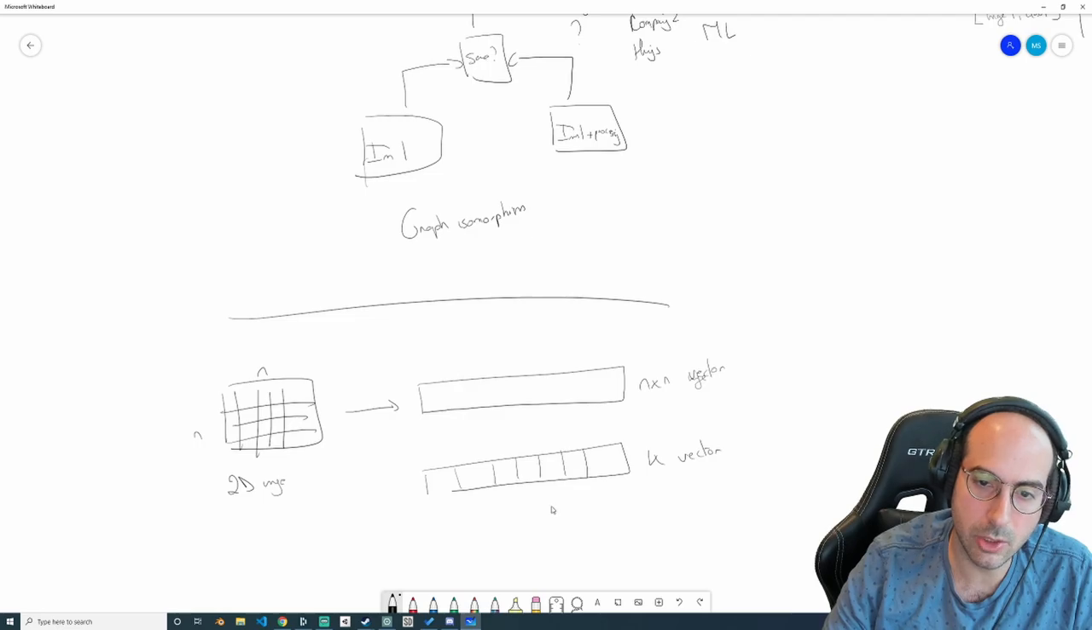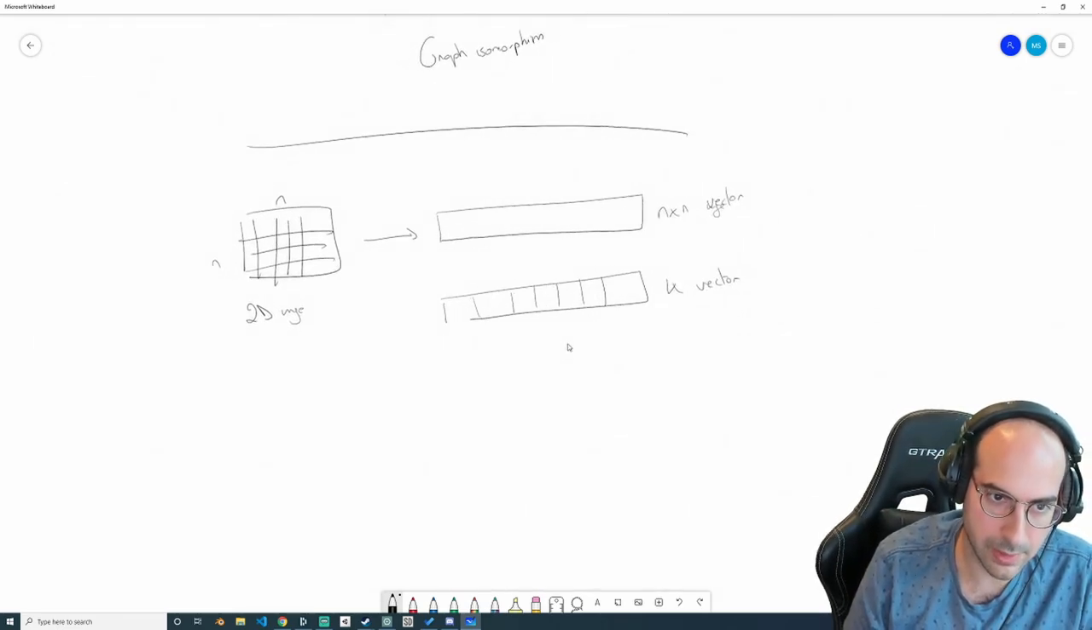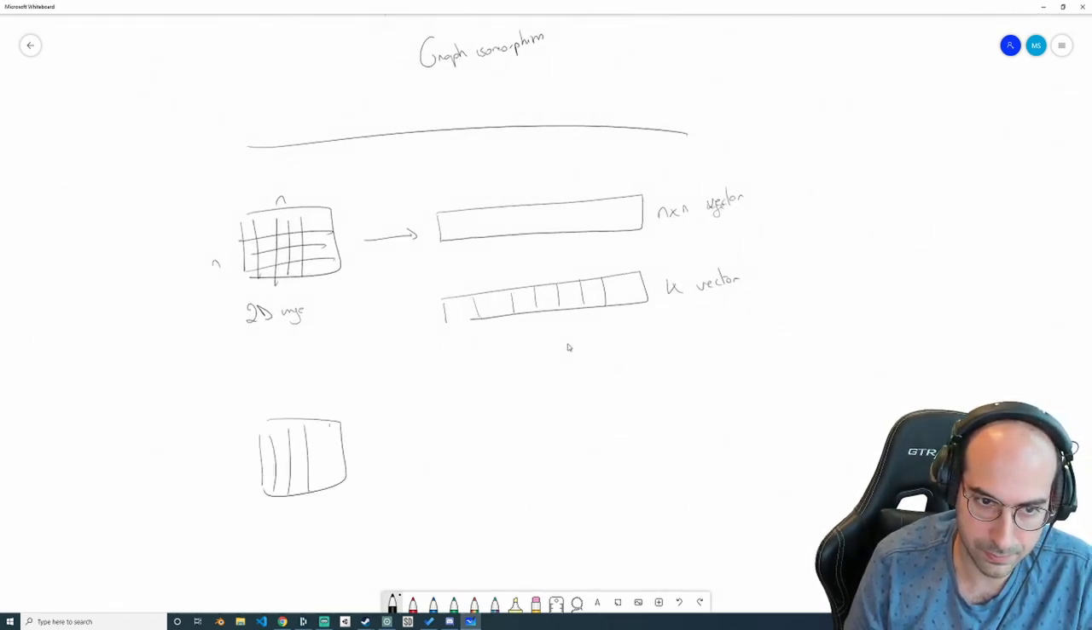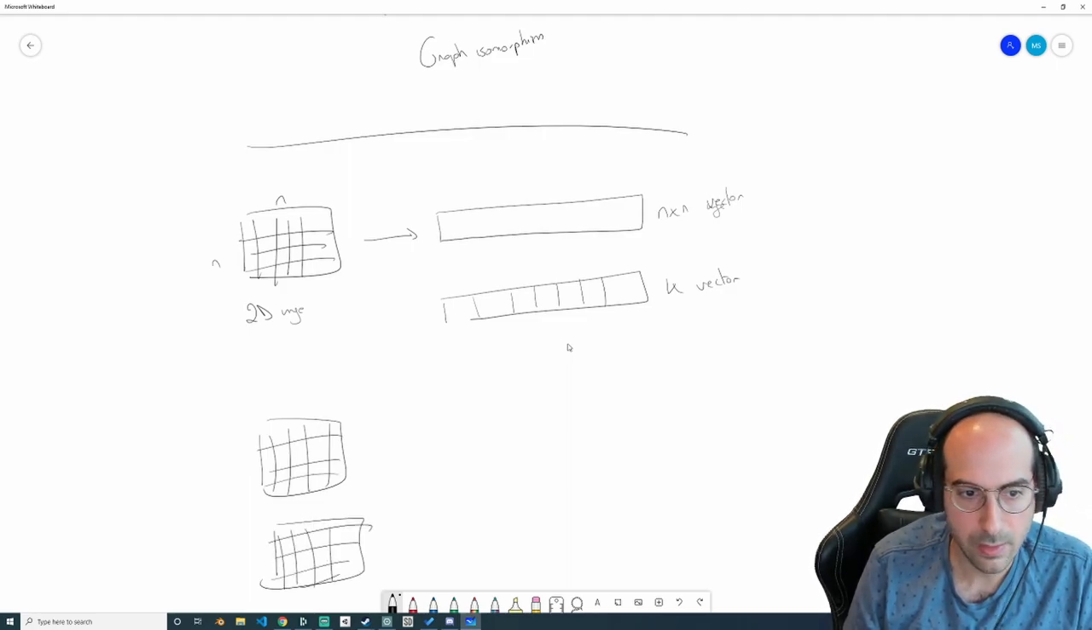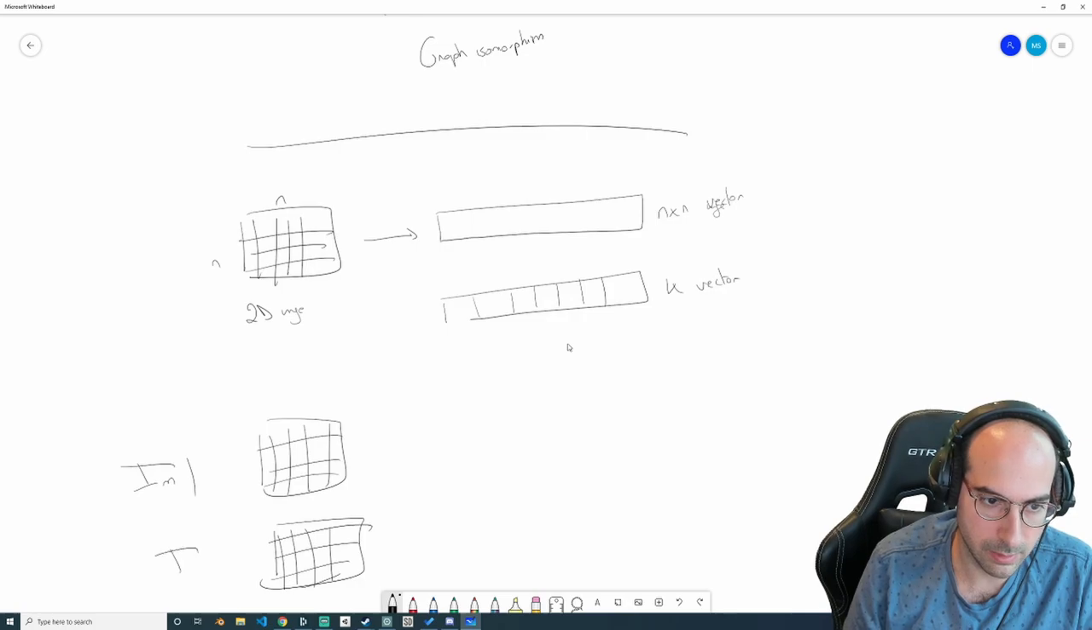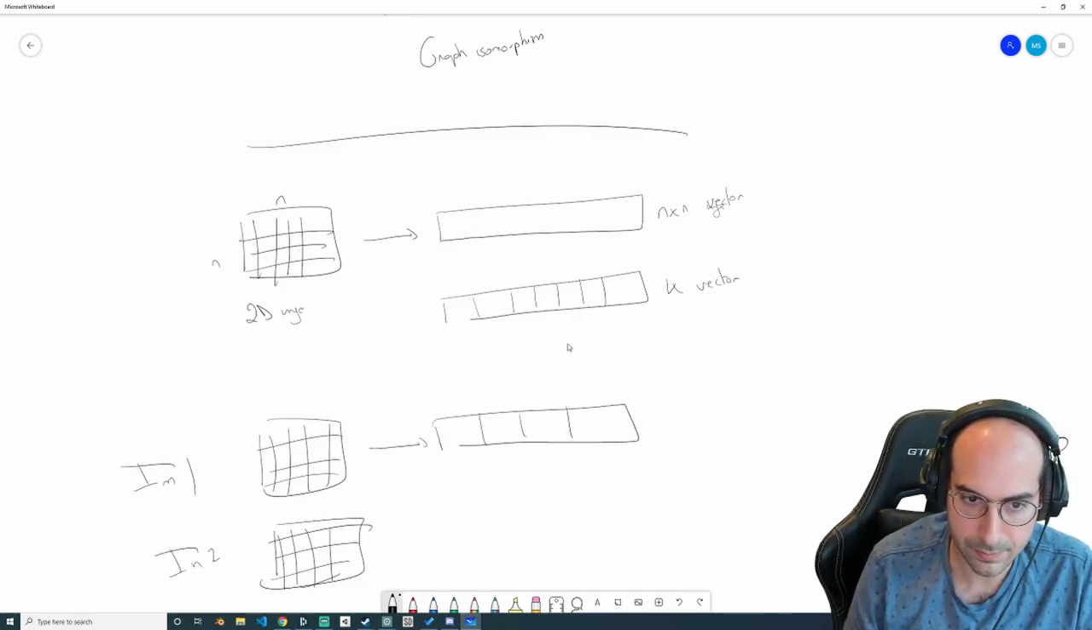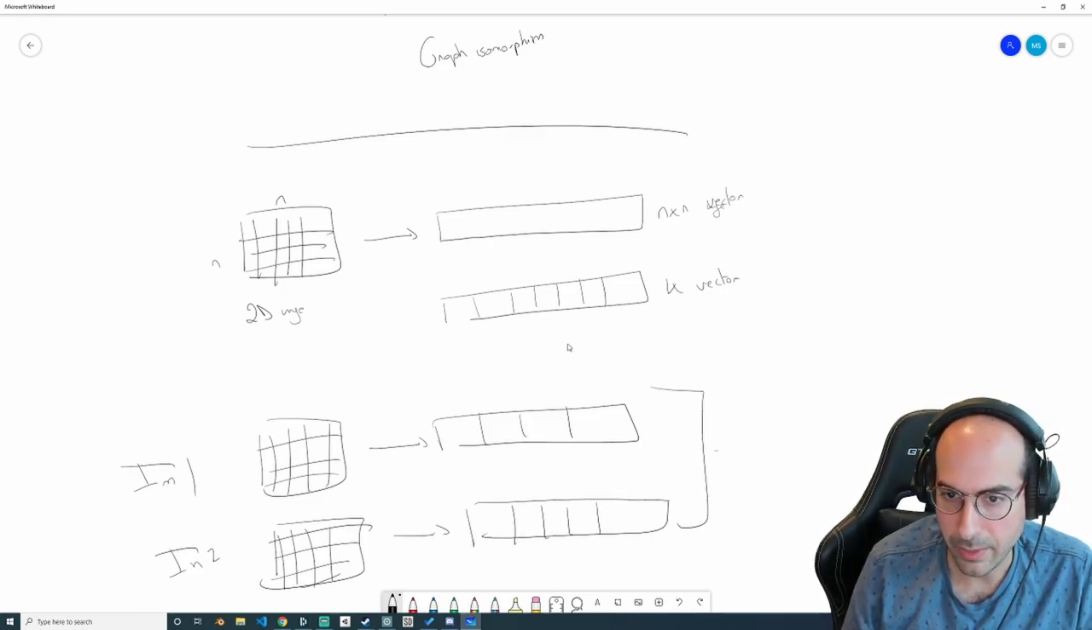So we're going to do this for each image. Let's say we have image one and image two. This is image one. This is image two. We're going to turn this into a vector, and we're going to turn this into a vector. And then we're going to check, are these two vectors the same using cosine similarity?